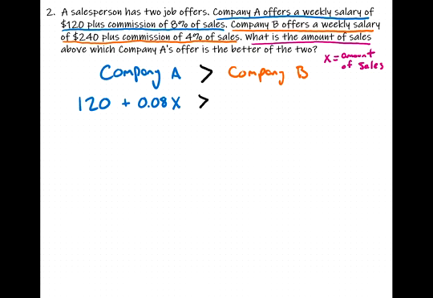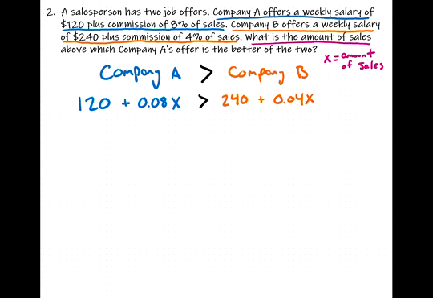And now company B. Company B is paying you a higher salary, which is $240 a week, but a lower commission. So $240 plus the commission of 4% of sales. So 4% would be 0.04 of sales, so times the amount of sales, or times X.